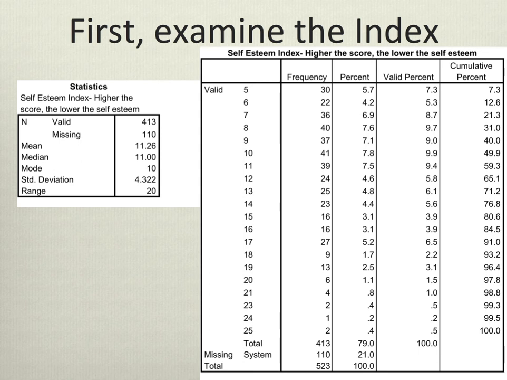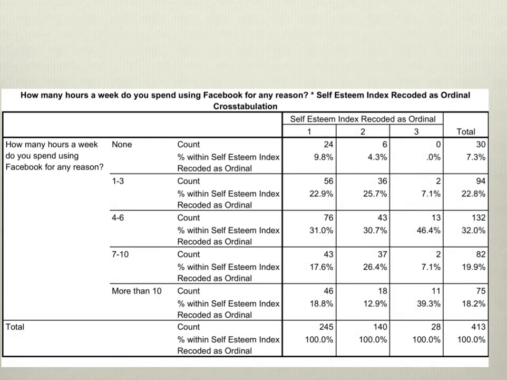If I don't want to work with this as interval ratio level data, I can recode it into an ordinal variable of high, medium, and low self-esteem. Here's what it looks like with the ordinal recode. As you can see, it does appear like we're going to find a relationship. What do you think?